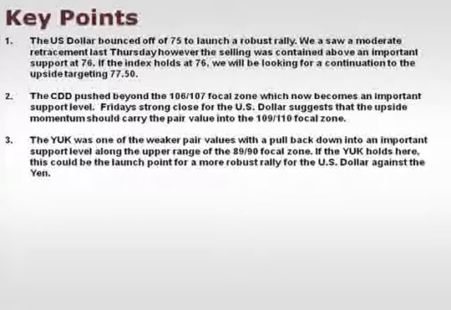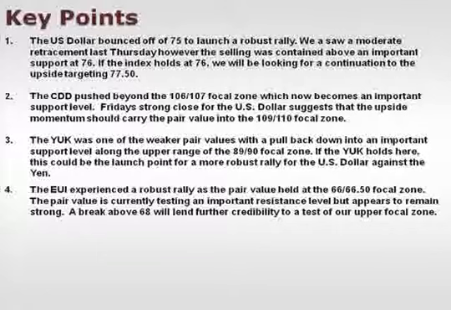If the YUK holds here, this could be the launching point for a more robust rally for the U.S. dollar against the yen. The EUI experienced a robust rally as the pair value held at the 66.5 focal zone. The pair value is currently testing an important resistance level, but appears to remain strong. A break above 68 will lend further credibility to a test of our upper focal zone.